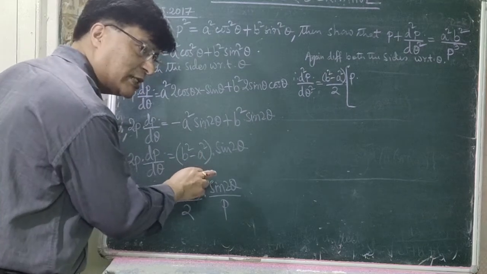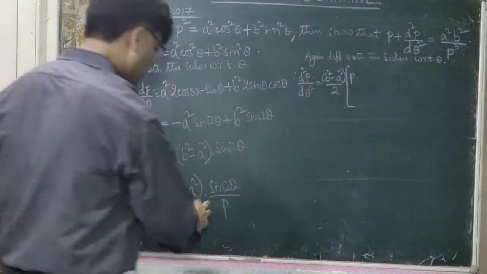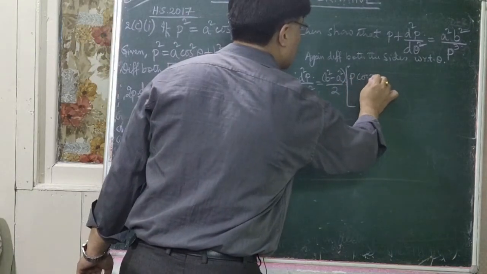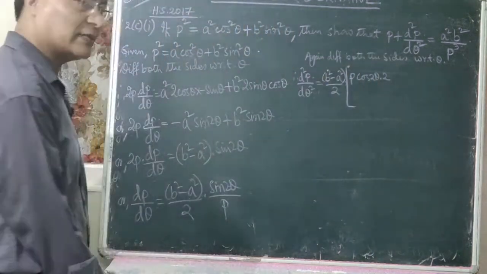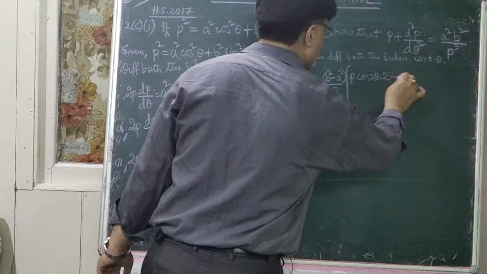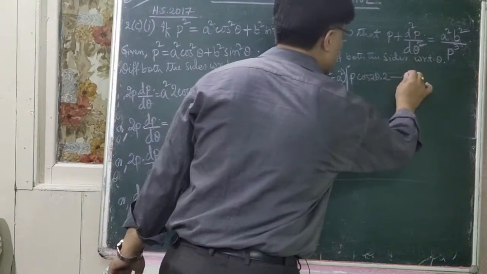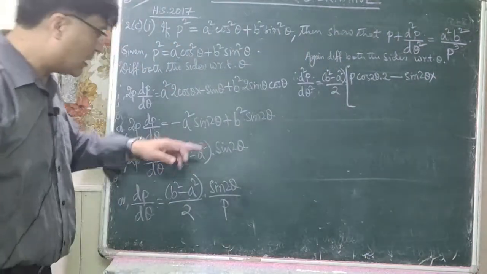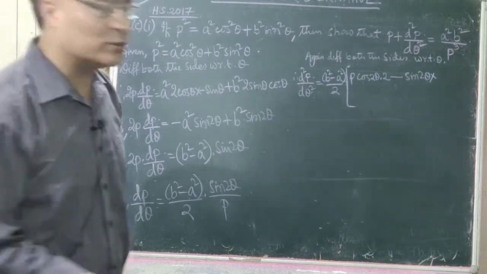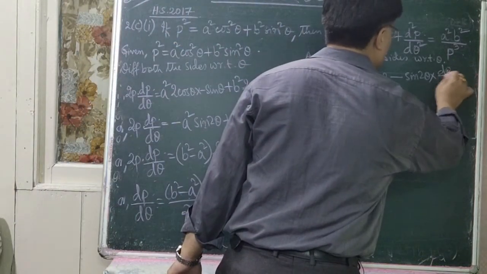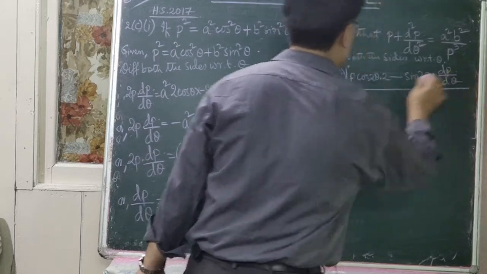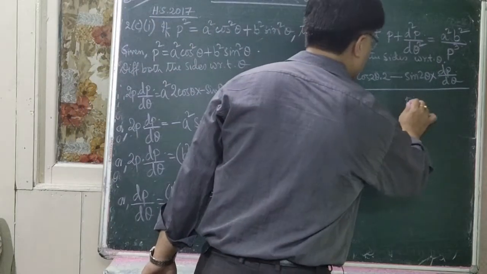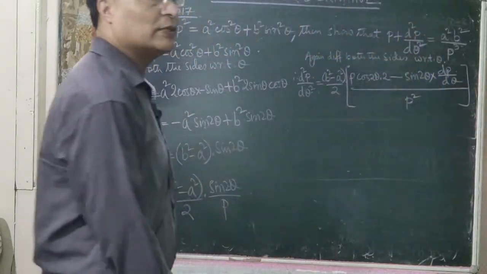the differentiation of sin 2 theta with respect to theta? What is the differentiation of sin 2 theta with respect to theta? That is, it is cos 2 theta into 2. Is that clear? Then comes minus sign, then sin 2 theta is kept as it is, sin 2 theta is kept as it is into, now take the differentiation of denominator with respect to theta, that is your dp by d theta, whole divided by, this is your denominator whole square. What is denominator whole square? This is your p square. So I think you have understood it.